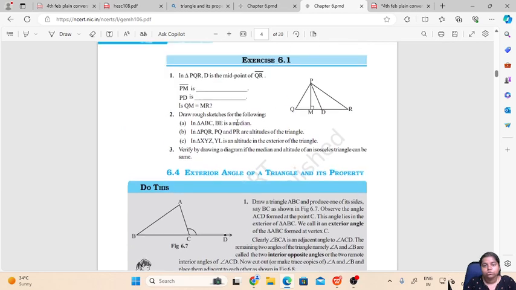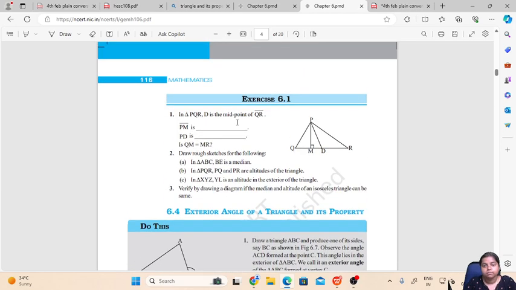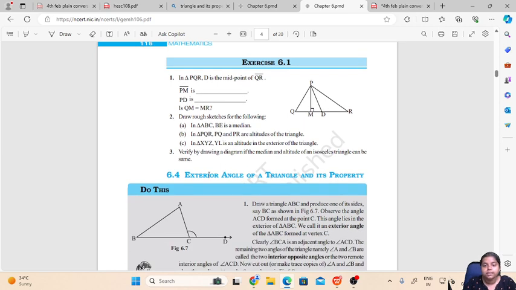Okay, thank you so much. In the next class we will cover the next topic, that is the exterior angle of a triangle and its property. Practice this at home.